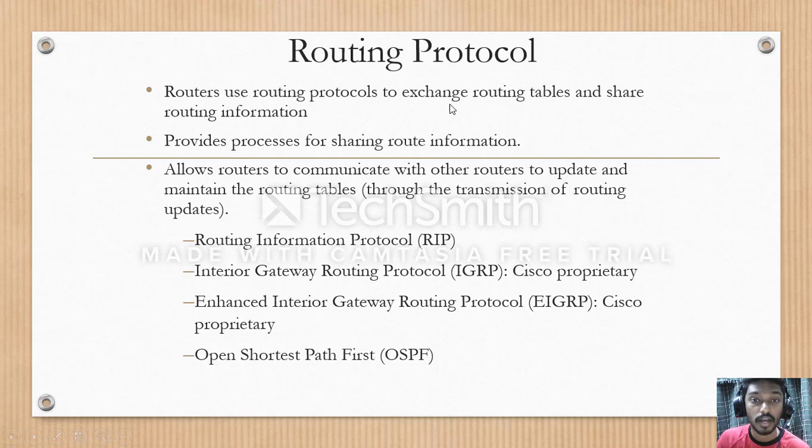Routing protocols are used to exchange routing tables and share routing information as well. It basically provides processes for sharing route information. It also allows routers to communicate with other routers to update and maintain the routing tables through the transmission of routing updates. As I said before, the examples are RIP, Routing Information Protocol, IGRP, Interior Gateway Routing Protocol, EIGRP, which is Enhanced Interior Gateway Routing Protocol, and OSPF, Open Shortest Path First.